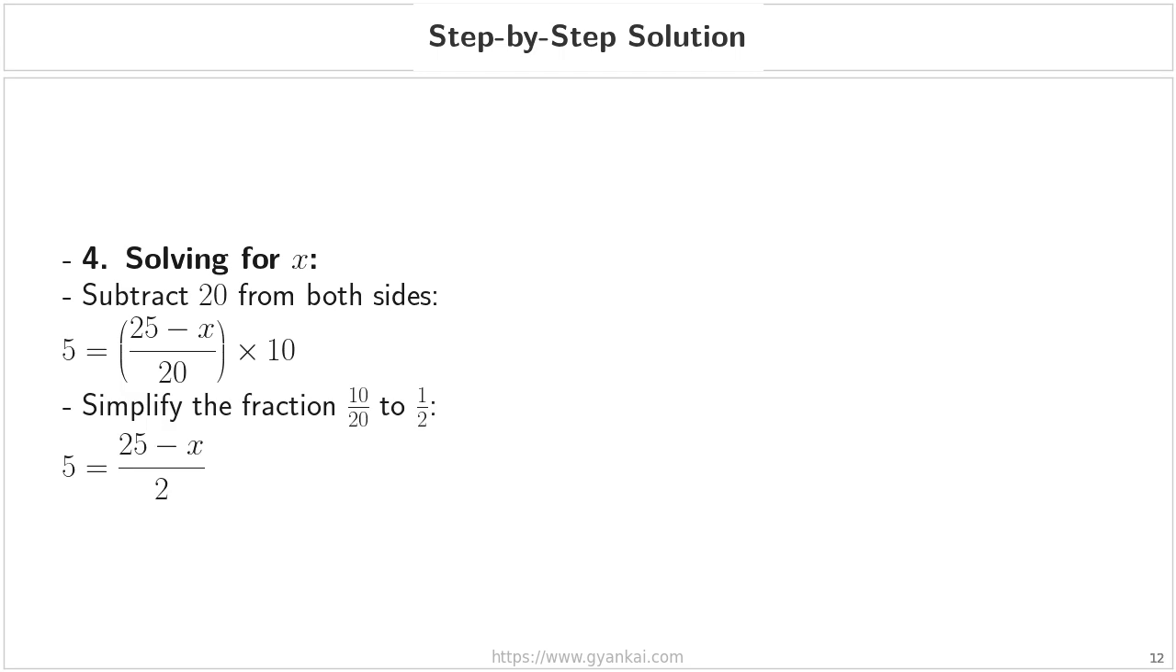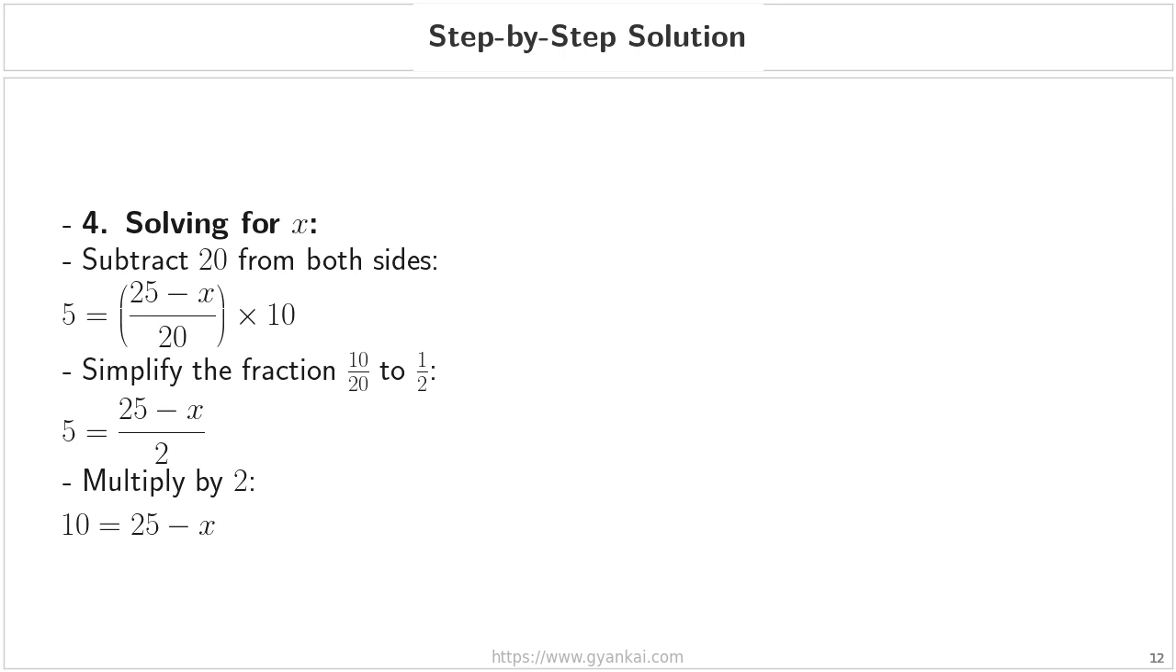To make the numbers more manageable, let's simplify the fraction. Notice that we have 10 in the numerator and 20 in the denominator. We can simplify 10 over 20 down to 1/2. Now, our equation looks much cleaner. 5 equals the quantity, 25 minus X, all divided by 2. Next, to get rid of that denominator, we will multiply both sides of the equation by 2. This gives us 10 equals 25 minus X.